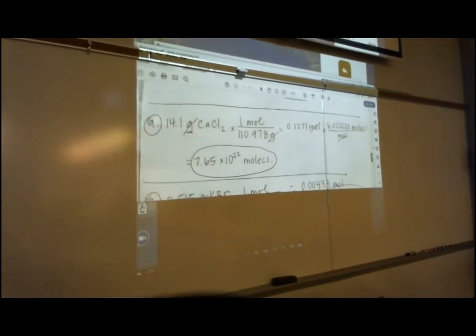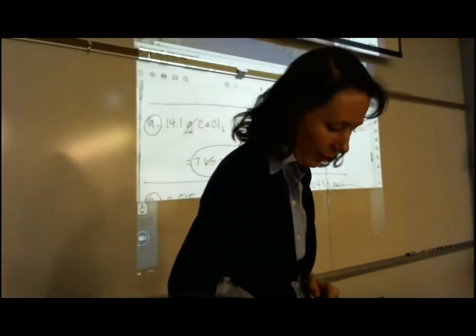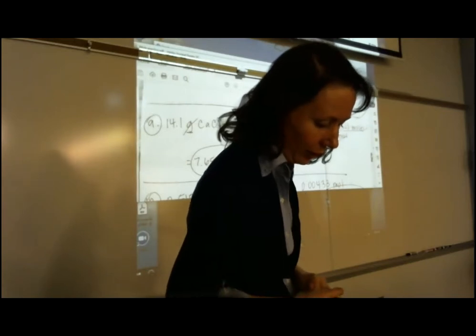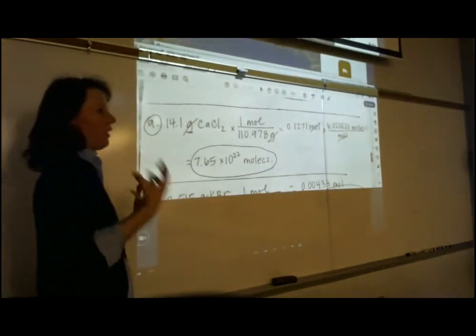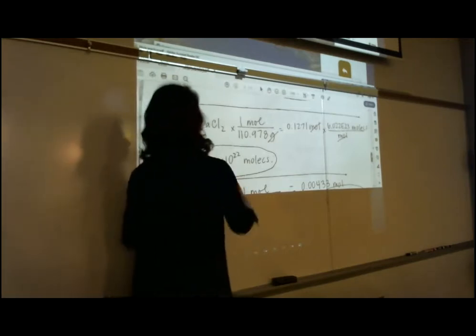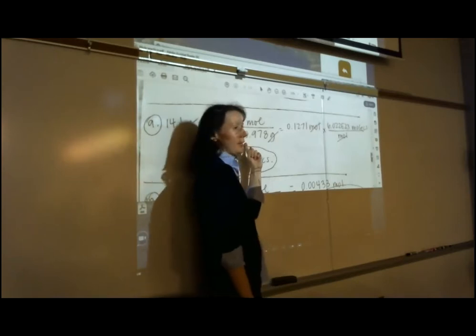All right, number 9. We got another 2-step problem. The problem says, how many molecules of calcium chloride are contained in a 14.1 gram sample? So I want number of molecules. I should have a big exponent. So first I convert grams to moles. How did I get this 110.978? Where'd that come from?